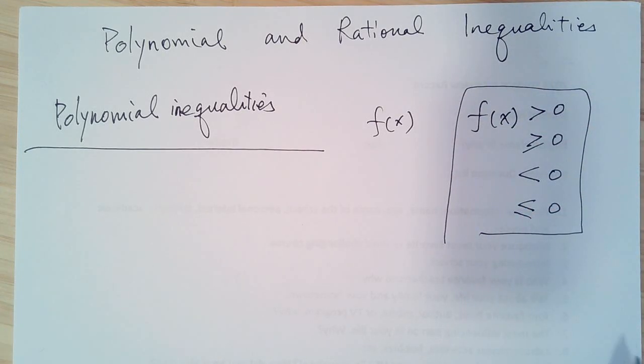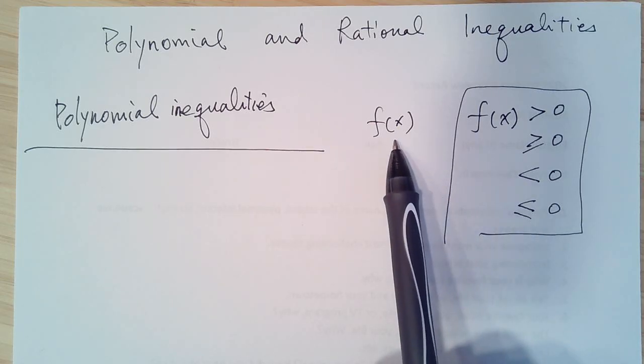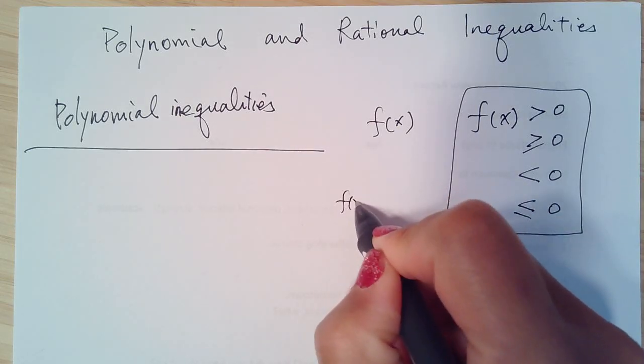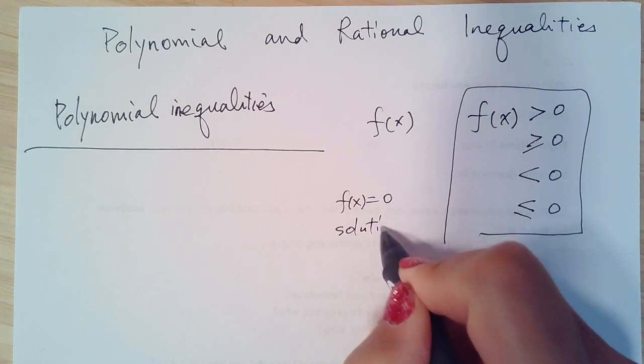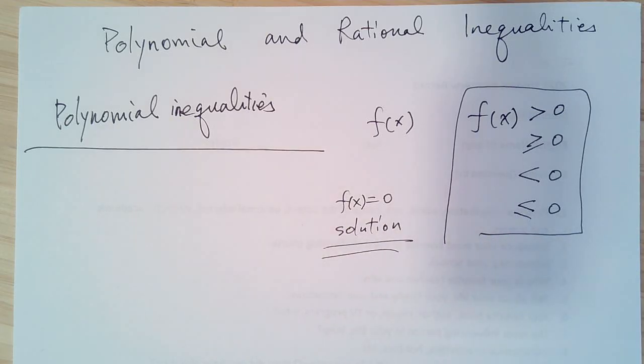The first step is always to solve f of x equals 0 to get the solution, and then we call this a solution boundary line, and then we do the next step. I'm going to tell you how to do that.